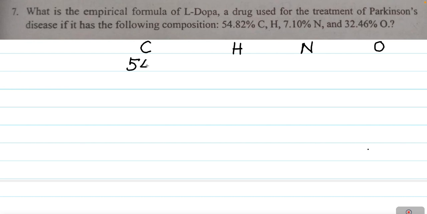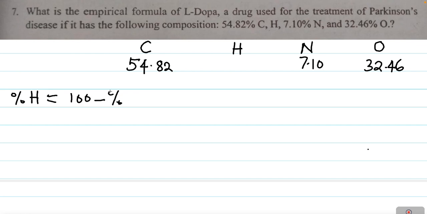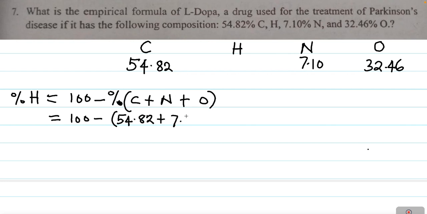So we're going to write down the percentage by mass of each of them. You notice that H was not given to us. N is 7.10, oxygen is 32.46. Since all these values were given to us in percentage, we'll say percentage of H equals 100 minus the percentage of carbon plus nitrogen plus oxygen. So this equals 100 minus 54.82 plus 7.10 plus 32.46.